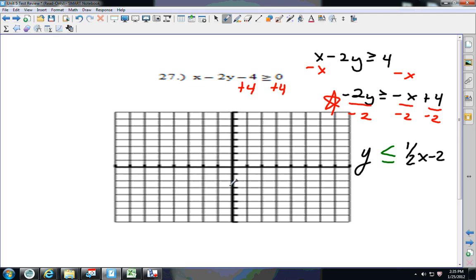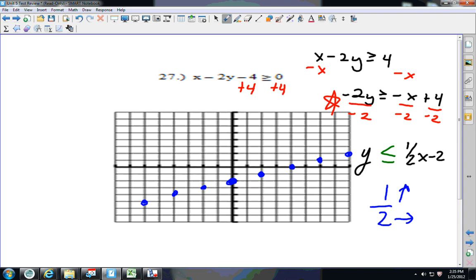I'm going to go to -2 and put a dot. My slope is 1/2. Tells me to go up 1 to the right 2. Up 1 to the right 2 and put a dot. Up 1 to the right 2. Then down 1 to the left 2, down 1 to the left 2, down 1 to the left 2.